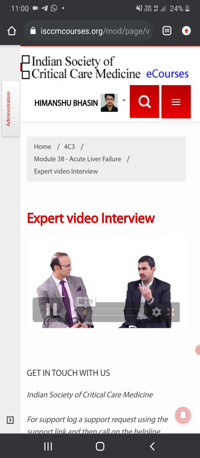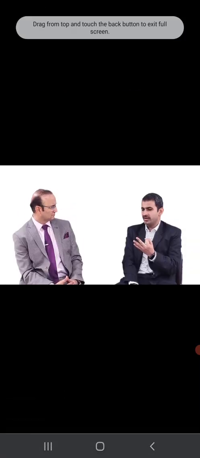But even to say acute liver failure, it is essential that the person should have coagulation abnormalities as well as absence of cirrhosis, except for some exceptions. Absolutely. So three criteria to diagnose acute liver failure are jaundice, coagulopathy, and altered sensorium in the absence of pre-existing chronic liver disease.